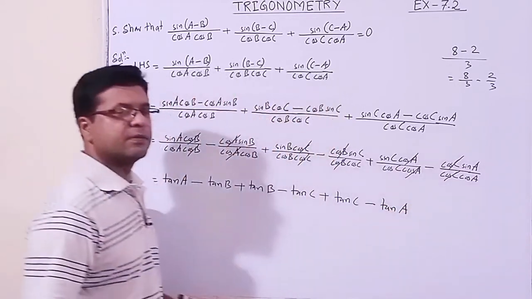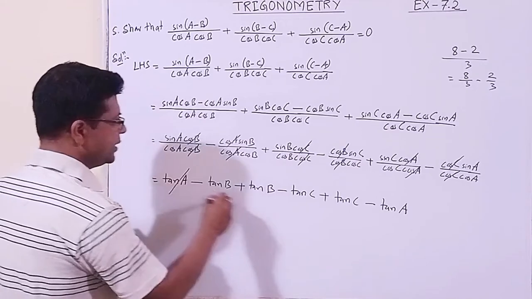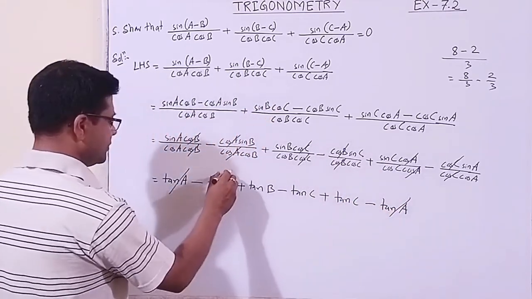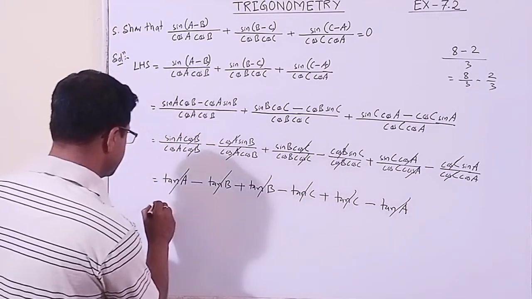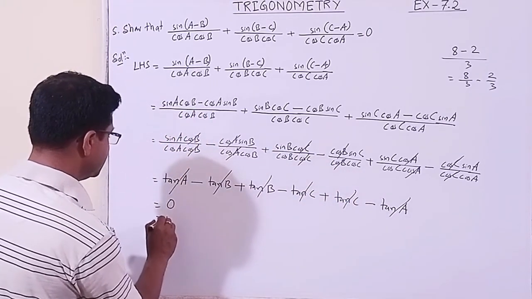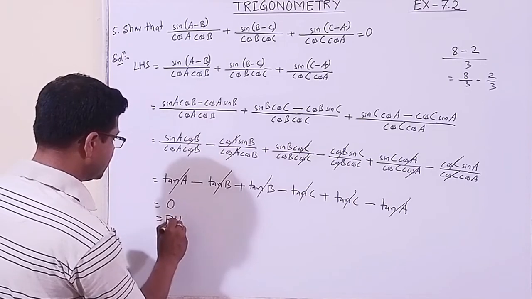Now we shall cancel further. Plus tan a minus tan a cancels, minus tan b plus tan b cancels, minus tan c plus tan c cancels. What is left? Nothing, 0. This is the right hand side, you can check.